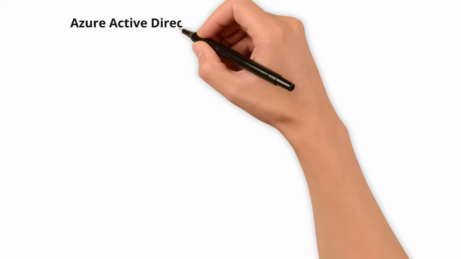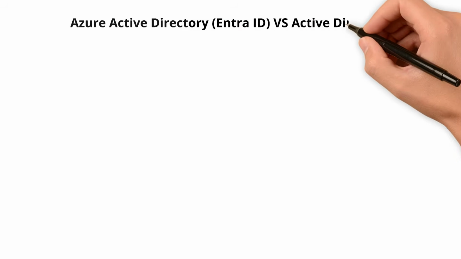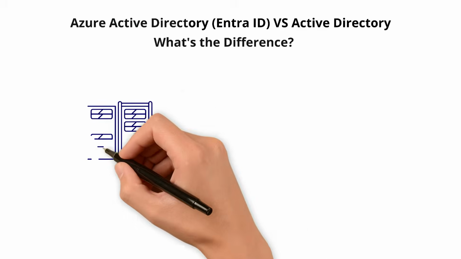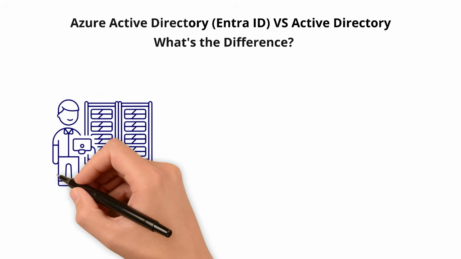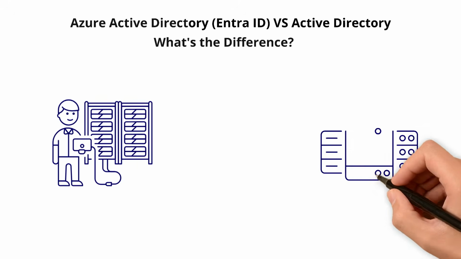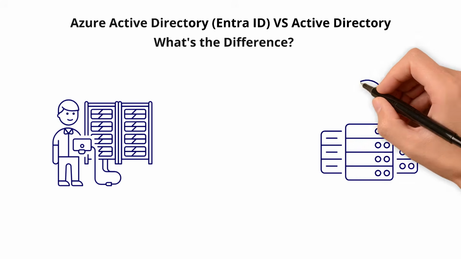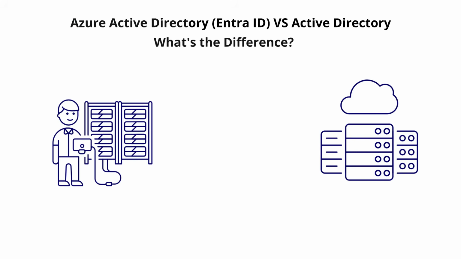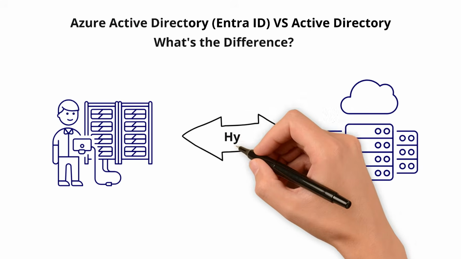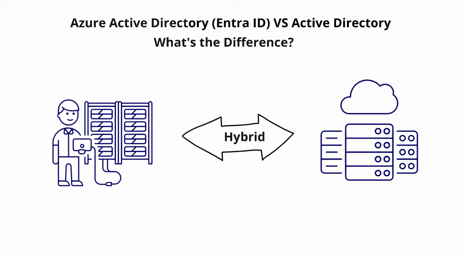You might have also heard the term Azure Active Directory, now rebranded as Microsoft Entra ID. So what's the difference? Traditional Active Directory runs on premises, meaning it lives on servers inside your company's building. Azure Active Directory, or Entra ID, is the cloud-based version. It's designed for managing access to cloud apps like Microsoft 365, Salesforce, and thousands of other services. Many modern organizations use both together in what's called a hybrid environment, where your on-premises Active Directory syncs with Entra ID in the cloud, giving you the best of both worlds.